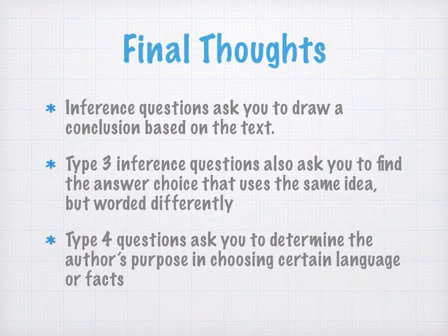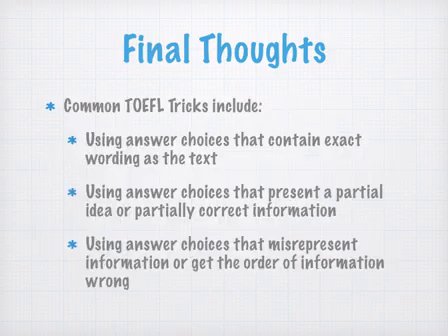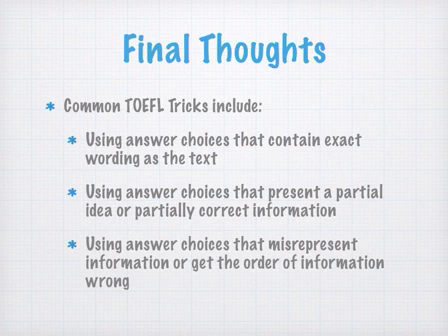In our final thoughts, inference questions ask you to draw a conclusion based on the text. Type 3 inference questions also ask you to find the answer choice that uses the same idea, but worded in a different way. Type 4 answer questions ask you to determine the author's purpose in choosing certain language or facts. There are a number of common TOEFL tricks that you'll come across in answering these types of questions. They're using answer choices that contain exact wording of the text, using answer choices that present a partial idea or partially correct information, and using answer choices that misrepresent information or get the order of the information wrong.